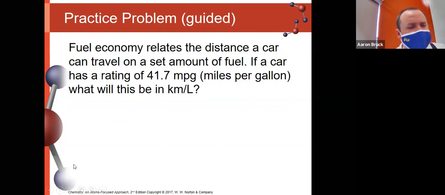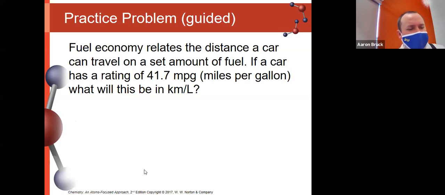All right, here's a second type of problem that you can run into. This is called a combination unit. We're talking about fuel economy. We're talking about a car that has a fuel economy rating of 41.7 miles per gallon. So that's how it would be sold here. If that same car were being sold in Europe, its fuel efficiency would be rated in kilometers per liter. Let's go ahead and convert that.